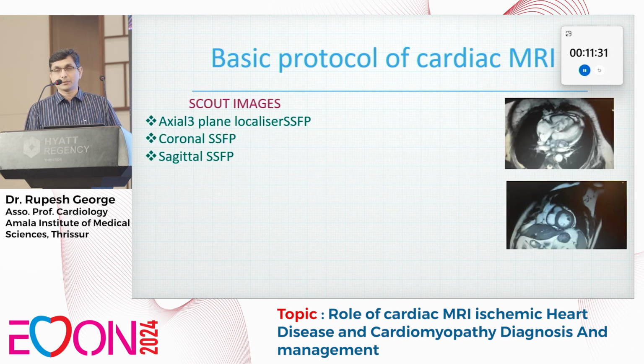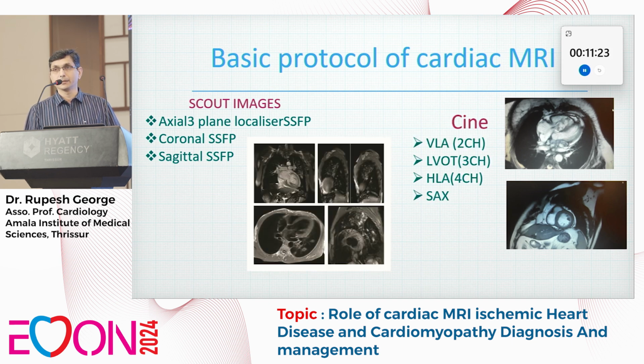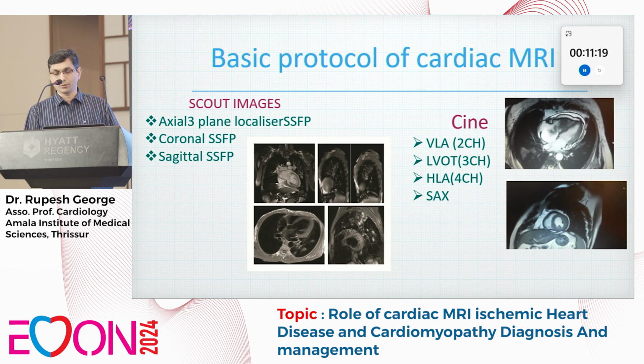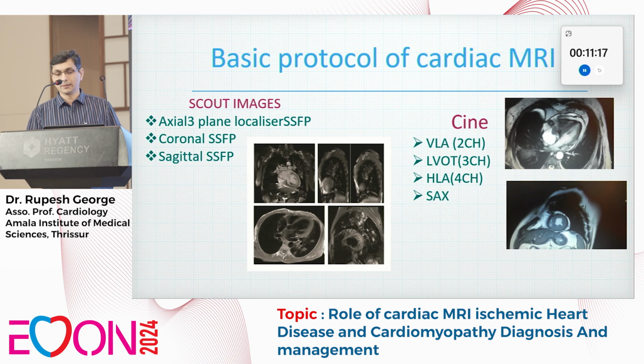The scout images we take in 3 planes, basically the axial or 3-chamber view, then the coronal and the sagittal views, and then the cine images again in these 3 planes, and also the short axis images.